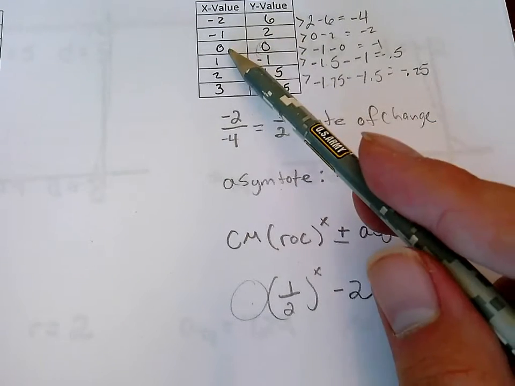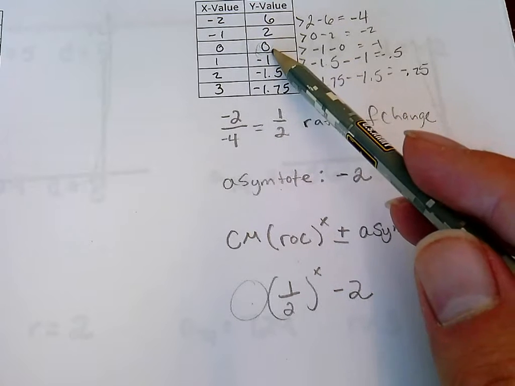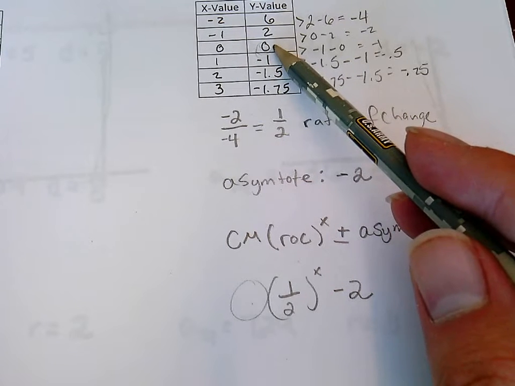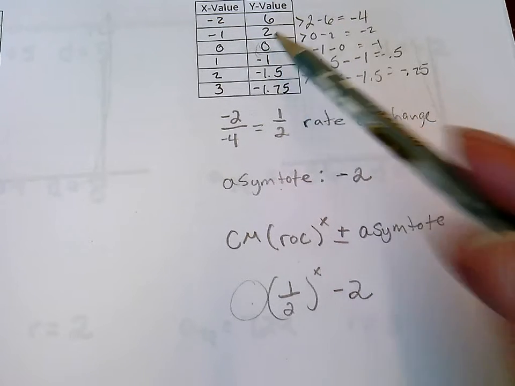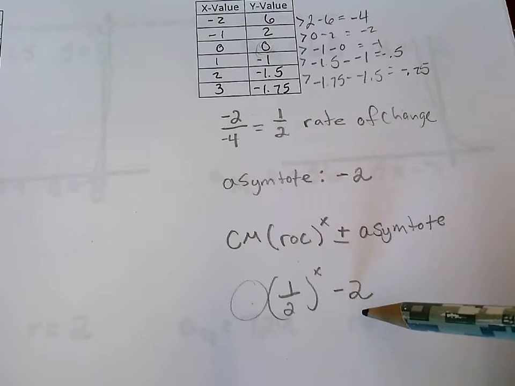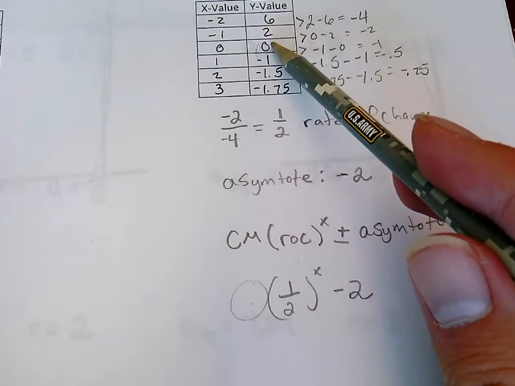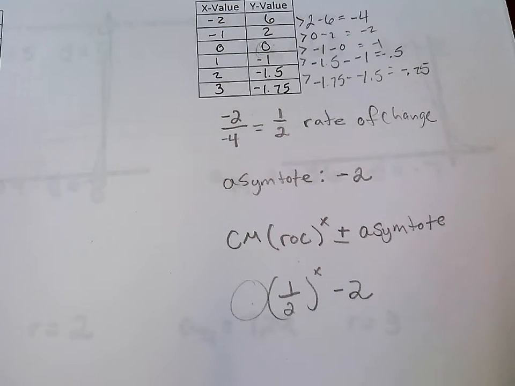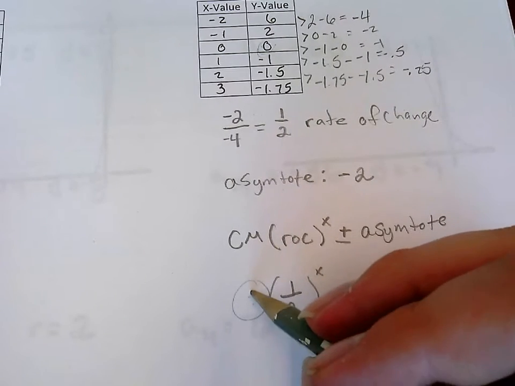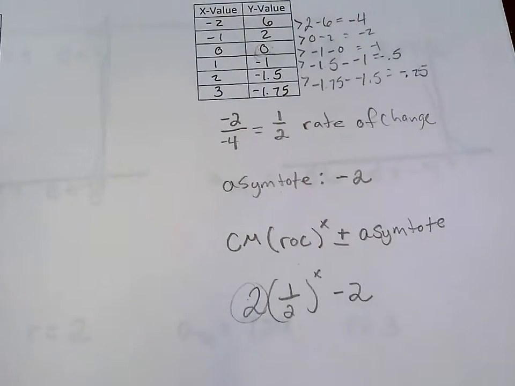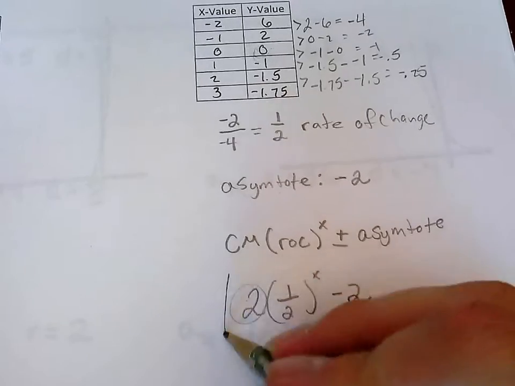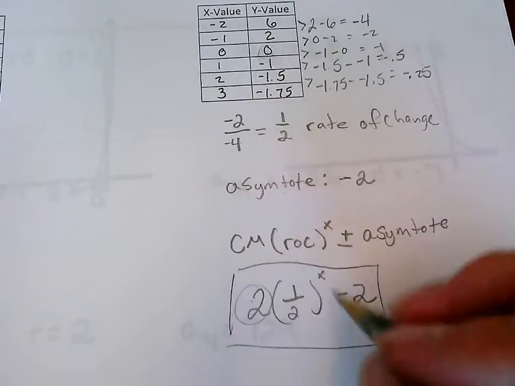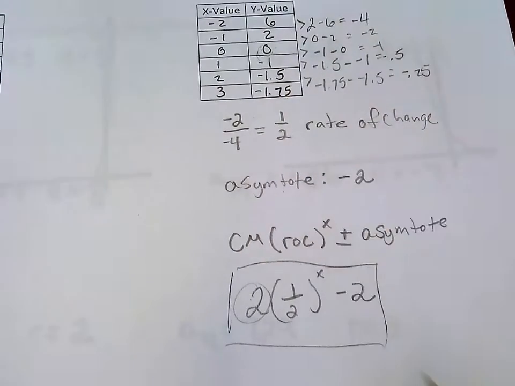So we're looking for, when the x value is 0, what is the y value? In this case, it's 0. And we're going to figure out what number plus or minus the asymptote would give me this number right here. So in this case, what number minus 2 gives me 0? Well, I know one number that, if we subtract 2 from it, will give me 0, and that is 2. So this is my equation I used to find this table up here.